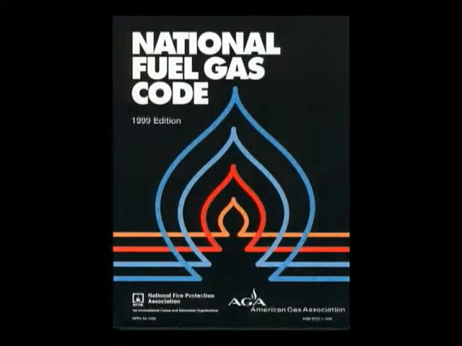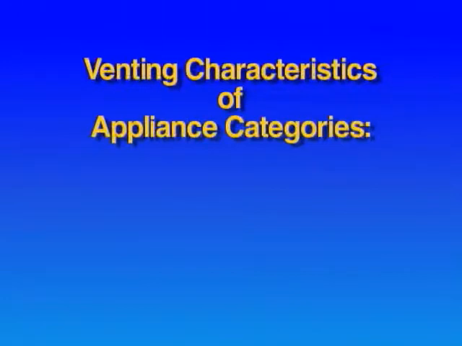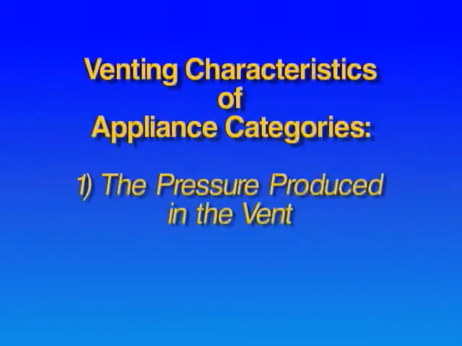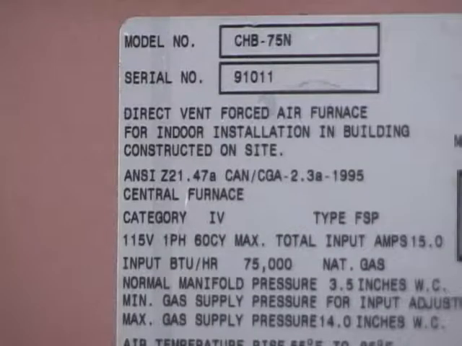The ANSI categories, which have been part of the National Fuel Gas Code since 1987, that is Z21.47, and in Canada it's CSA 2.3, were selected based on two key venting characteristics. The first is the pressure produced in a special test vent, and the second is the temperature of the flue gases, which directly influences the potential for condensation in the vent system. At this time, only the American National Standards for gas-fired central furnaces, boilers, and industrial heating equipment have adopted these standards and require the listing on the rating plate.